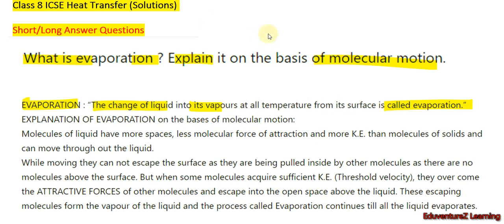That means if you are having a container and suppose we are also having water in this container and we have left it, then we see that the liquid molecules or water molecules start to escape from the surface of this water. They start escaping from this surface, so this is called evaporation. And we don't have to raise the temperature or provide heat. Evaporation can take place at all temperature and from the surface.